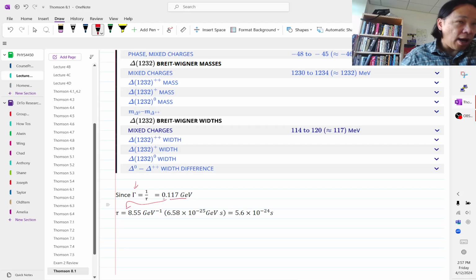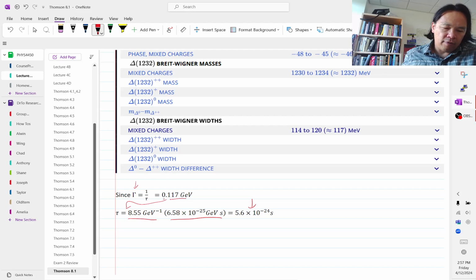and you can calculate the tau from it. Remember, tau is the lifetime of a particle, and in inverse GeV, that's 8.55. If you convert that number using Planck's constant to seconds, you will find that the lifetime of this particle is actually 5.6 times 10 to the negative 24 seconds, so a very short lifetime.